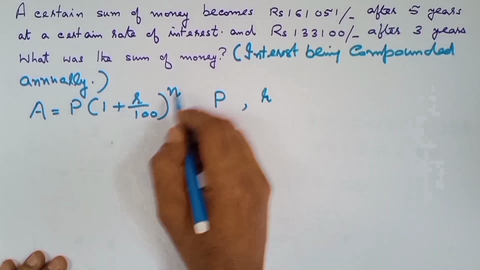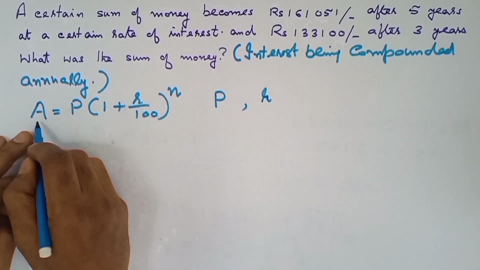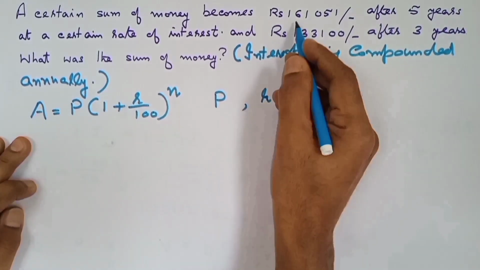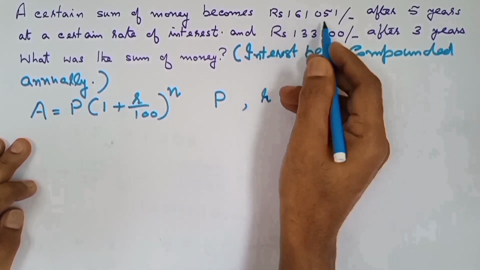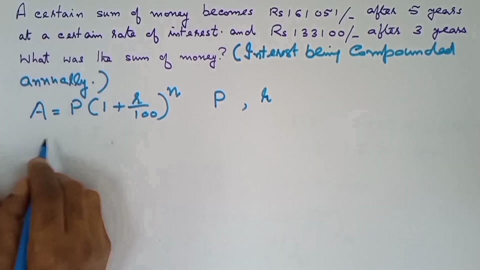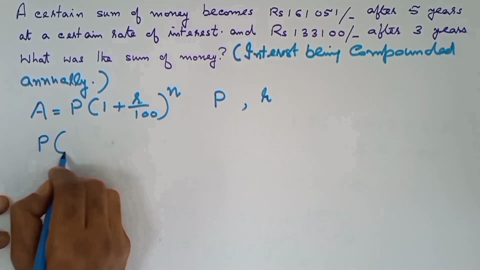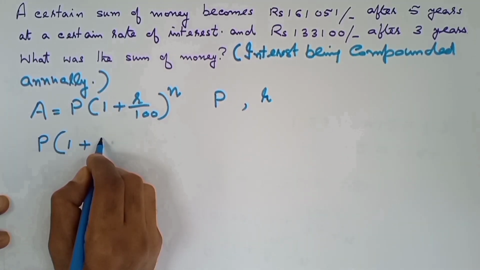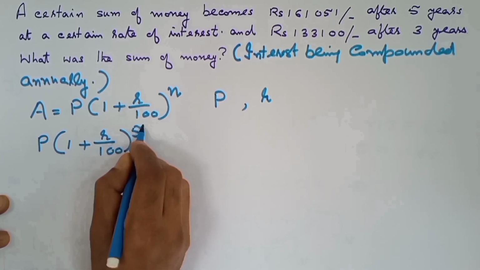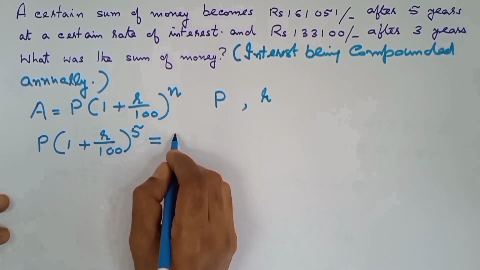Here in the first case, n is equal to 5 and A is equal to so much. A certain sum becomes so much. So A is equal to 1,61,051. You just substitute that here. So let me write this first. P we don't know. Write it as it is. R also we don't know. And this is 5.